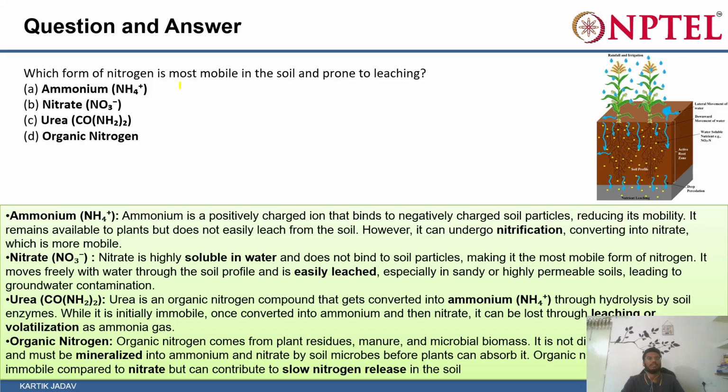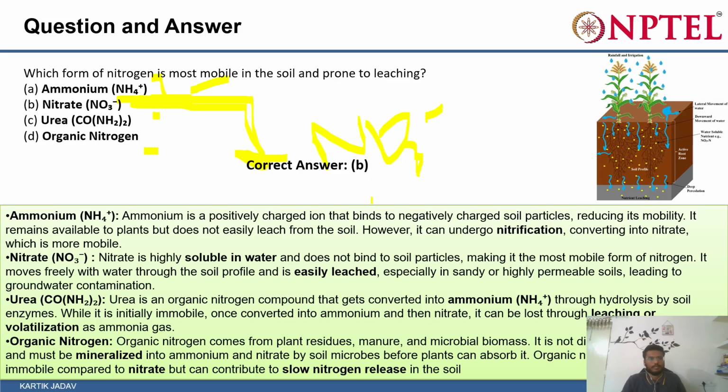Which form of nitrogen is most mobile in soil and prone to leaching? So ammonium, nitrate, urea, and organic nitrogen. So of the inorganic forms of nitrogen, that is nitrate and ammonium, the most mobile form of nitrogen is nitrate. Okay, that is NO3, which is also generally detected in groundwater by various global studies of intensive agricultural regions due to excessive application of nitrogen fertilizers. Correct answer is option.